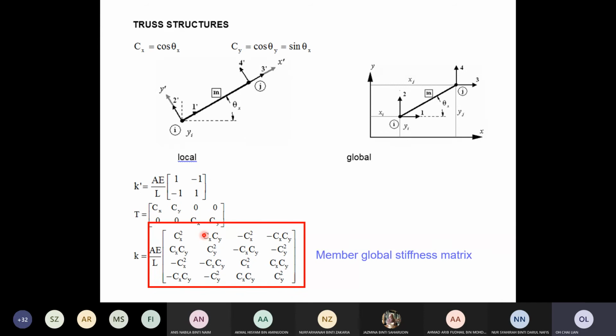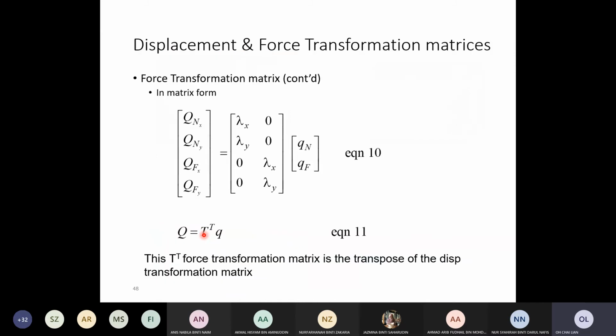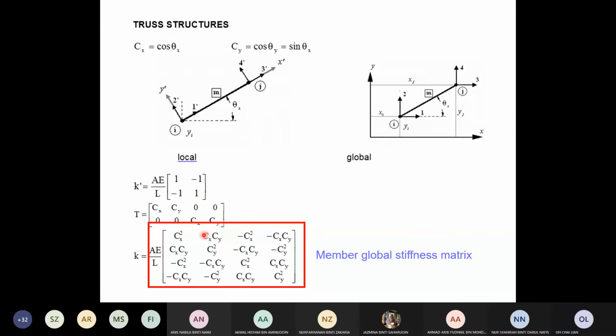So now, remember the member global stiffness matrix. We know the local stiffness matrix K prime, and we also know the force transformation matrix. This is the displacement transformation matrix, and we can transpose it to become a force transformation matrix. And now we want to know the member global stiffness matrix. This is the one that we are going to use. How to get this?